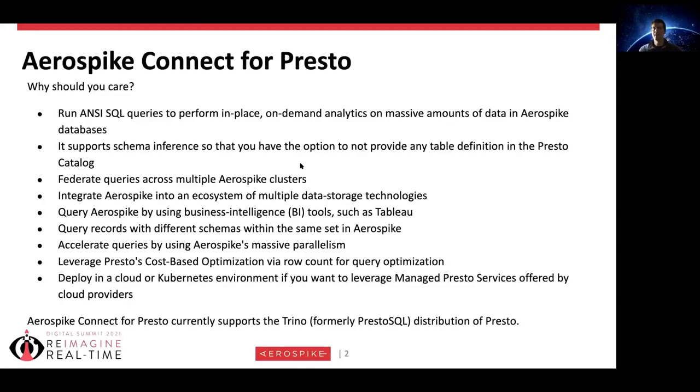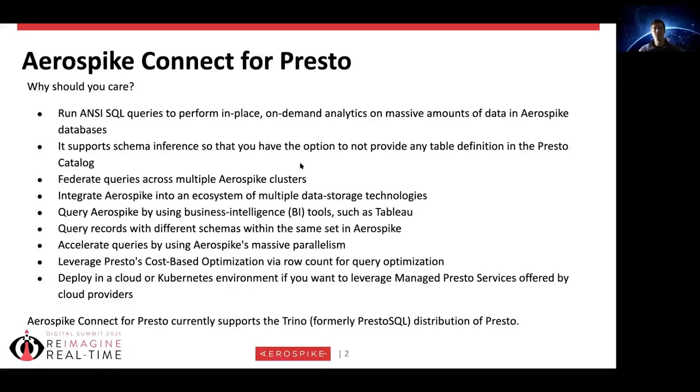Aerospike is a highly scalable key-value database. It's also a perfect choice for BI dashboarding. So what are the salient features of the Aerospike Presto connector? Presto gives an ability to run ANSI SQL queries on top of Aerospike at scale. We don't need to copy the data, and the queries will run in place and on demand.